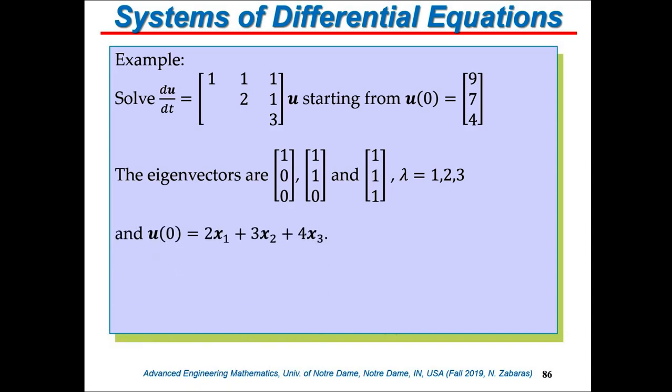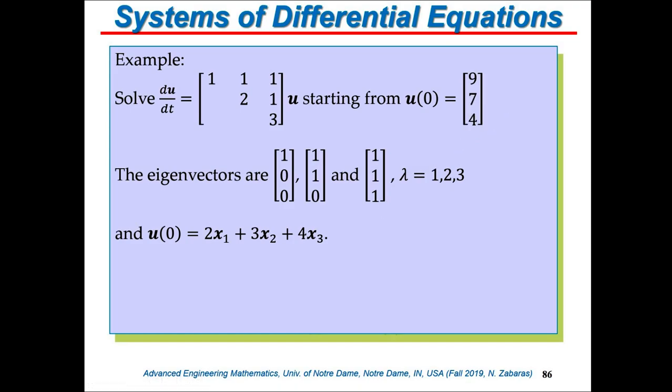So you can actually see immediately that U0 can be written as 2 times x1 plus 3 times x2 plus 4 times x3. We can check this actually with the first element. 2 plus 3 gives me 5, plus 4 gives me 9, which matches that. And similarly, you can check that you get the 7 and the 4 that you see in your initial conditions.